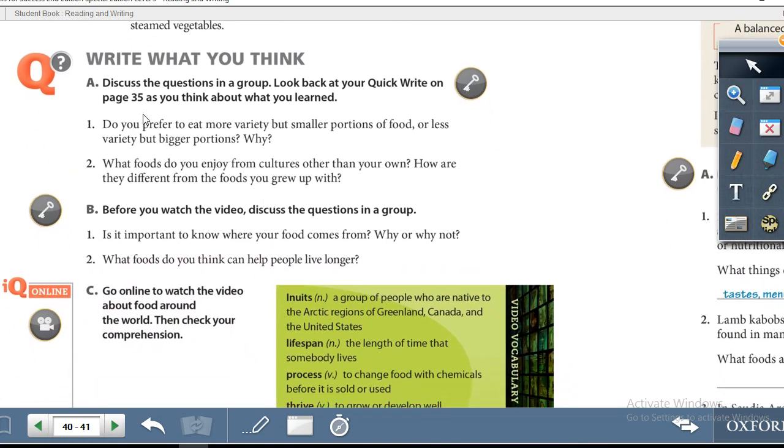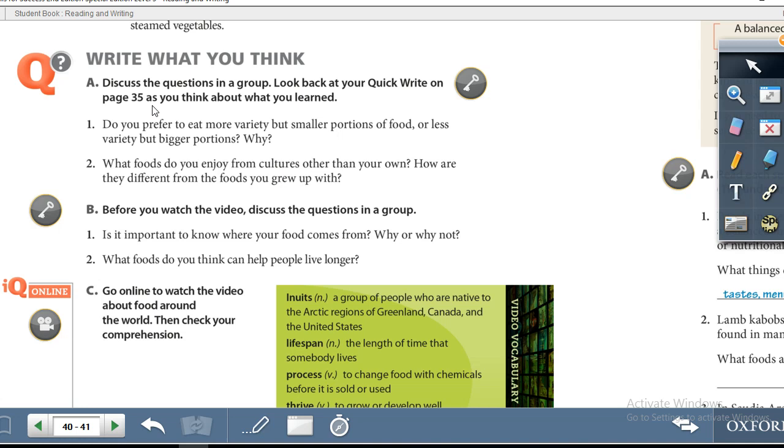Let's look at exercise A. Write what you think. Discuss the questions in a group. Look back at your quick write on page 35 as you think about what you learned. Right, so once again, this instruction, discuss the questions in a group. You do not have to do it in a group. Basically in this exercise, you are going to compare your answers with the quick write that you did, right? So let's look at number one.